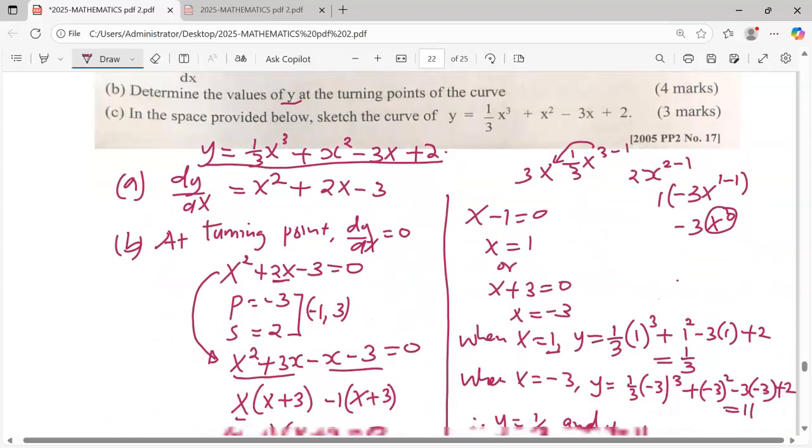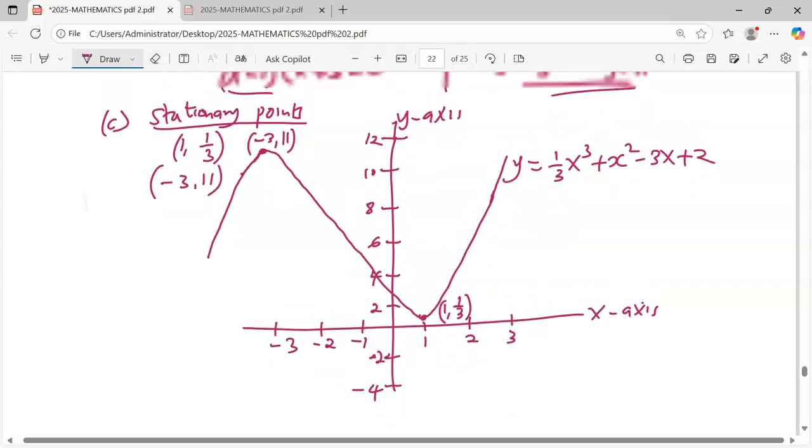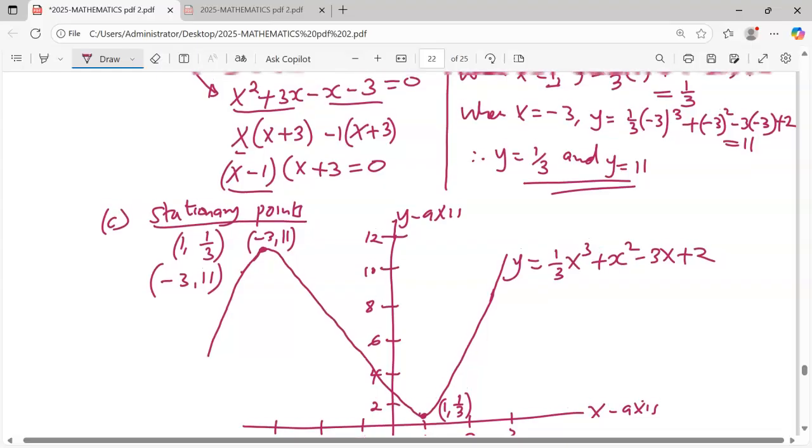And by so doing, we have now sketched the curve of the function y equals a third x cubed plus x squared minus 3x plus 2. A reminder is that the turning points are very important regardless of how you are going to extend on these other sides.